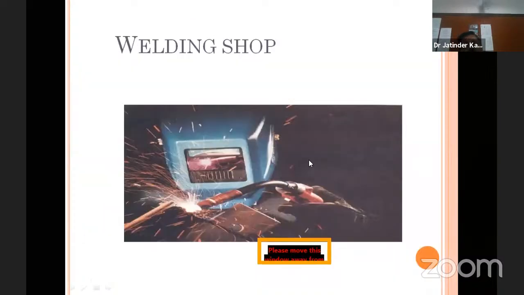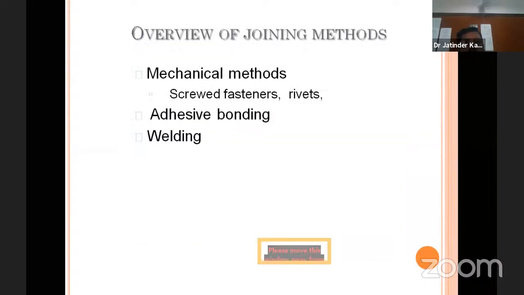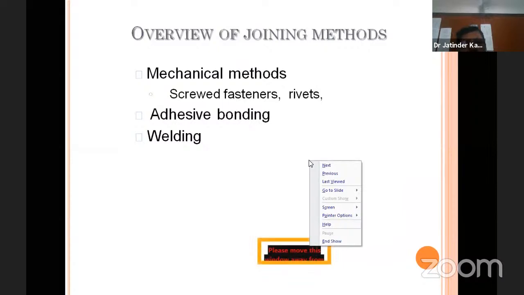Now, next one is you work in one shop, that is a welding shop. So the welding shop is a joining process, right? So this is a joining method. There are various methods. Mechanical methods, screw fasteners, rivets, you can join the components. Adhesive bonding or welding. Third one is welding, right?